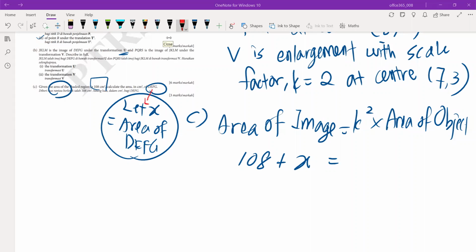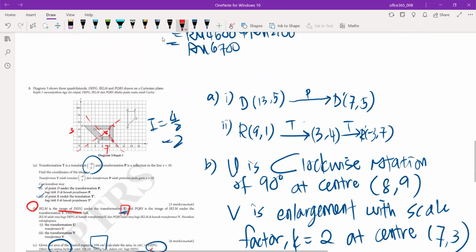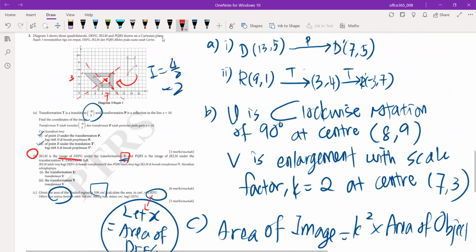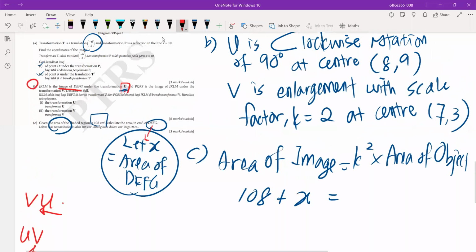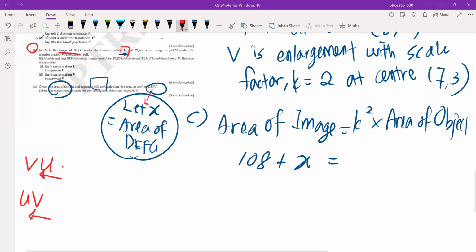How to know which letter is rotation, which is enlargement? Okay, normally this question very direct. They tell you already who to who under this transformation. Normally, let's say VU, then belakang dulu, U first, then only V. If UV, then V first, right? So you need to know in this situation must rotate first, then only enlargement. You don't enlarge, you only rotate. Okay, so normally you have to transform first by rotation, then only enlarge.